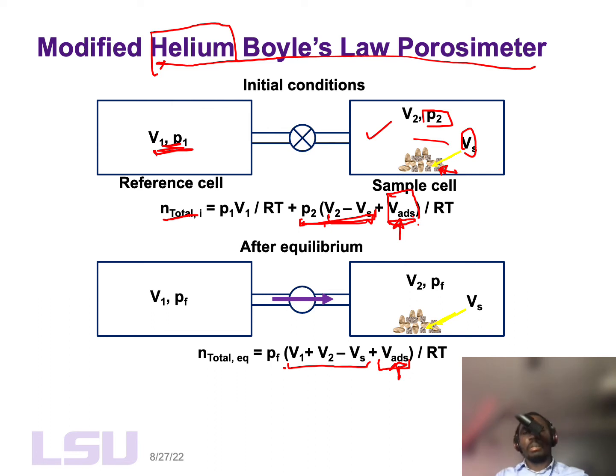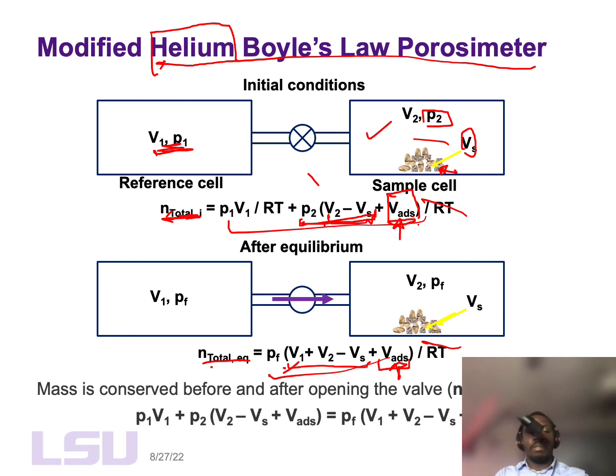So what do we do next? You have 2 expressions for the total number of moles, and you know that the total number of moles will be conserved, right? So equate this right hand side to this, and then you can multiply both sides by RT, right? And that goes away, and you have this form of the equation, right? And then, like we did before, now you make V adsorption the subject of the equation.